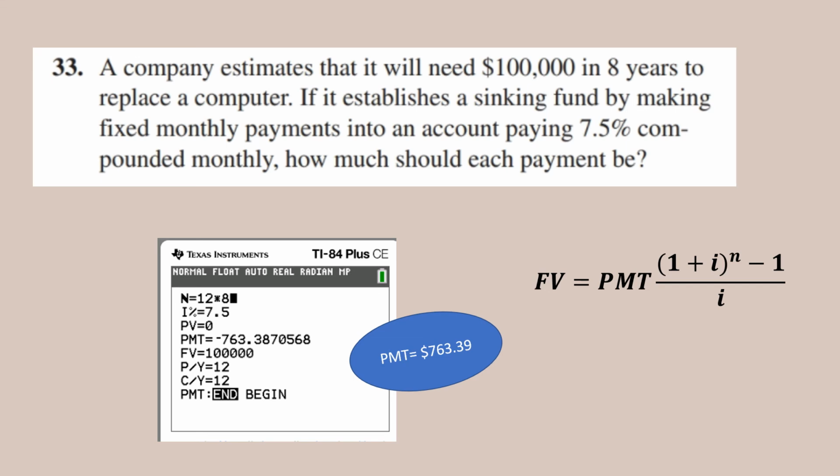Even in this problem, in order to get the payment, we can make use of the formula for the future value. Future value will be the payment times (1 plus i) to the power n minus 1, divided by i. That can be used. Or else we can make use of our graphing calculator to get the result.